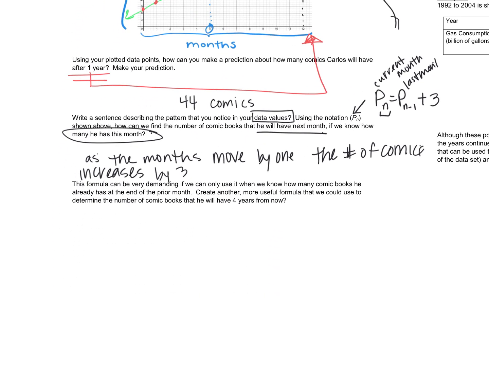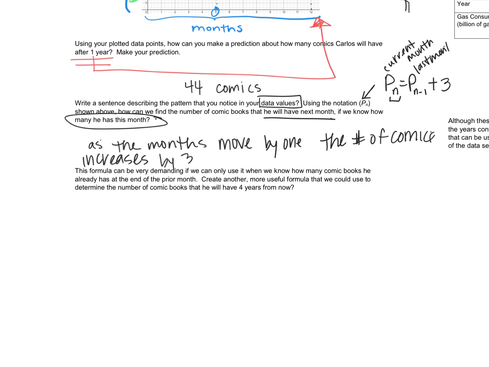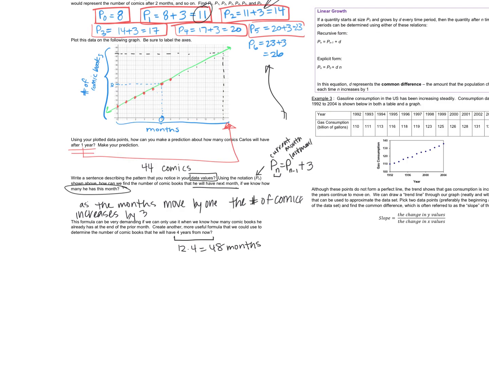Okay, now the formula could get really demanding if we can only use it when we know how many comic books he had the prior month. So we need to create something a little more useful that we could use to determine how many he would have, let's say 4 years from now. That's 12 times 4 months, so 48 months from now. So we need something a little bit more familiar.